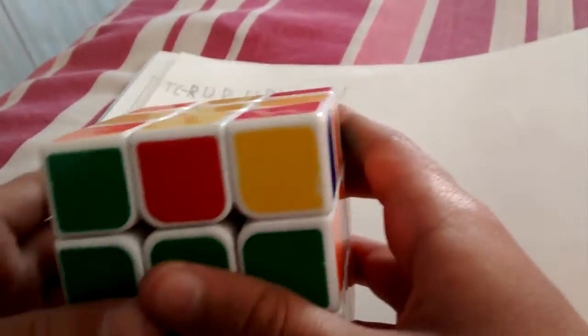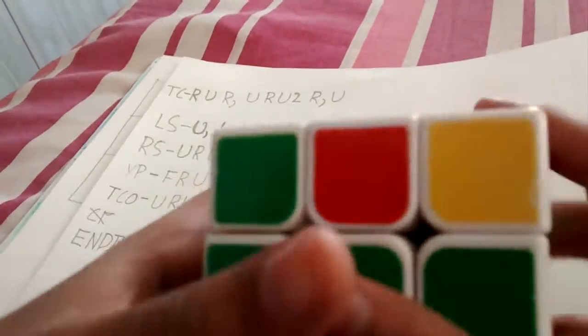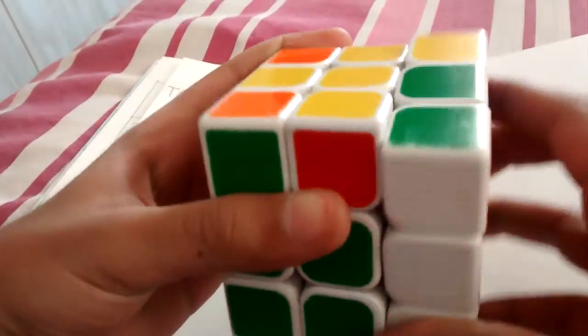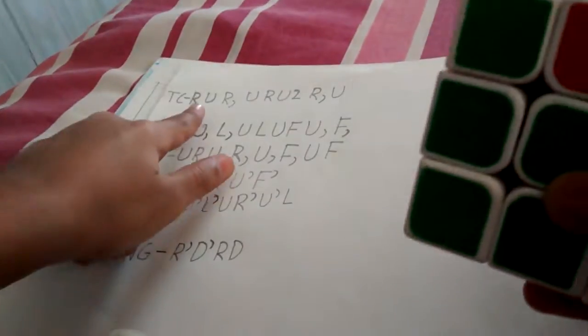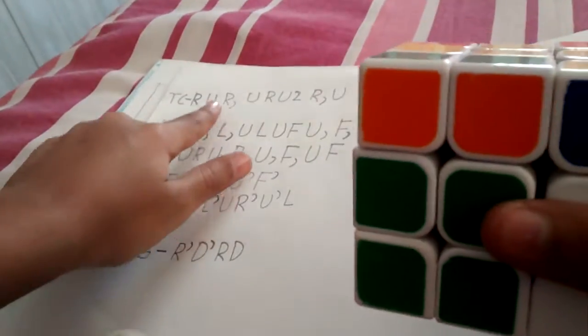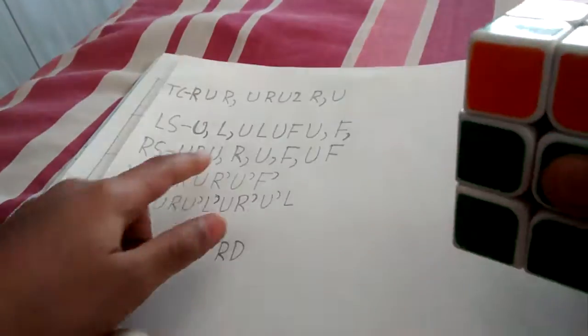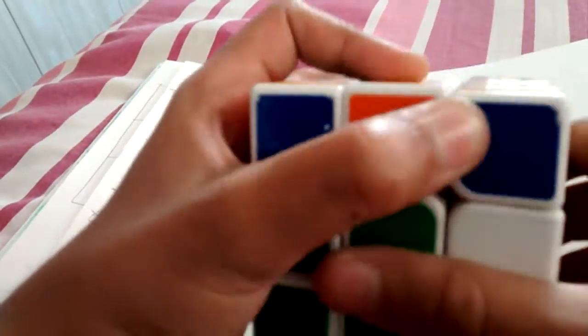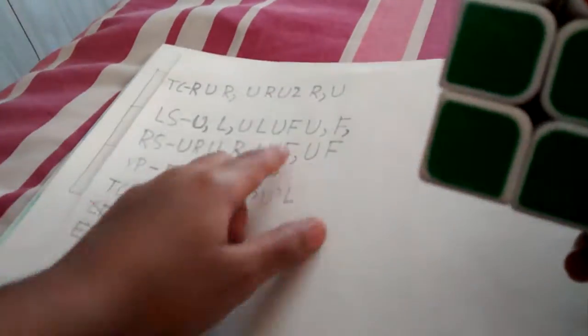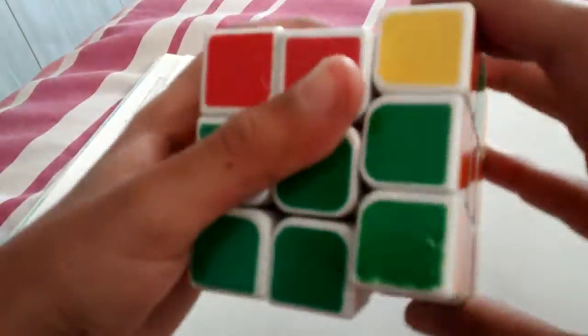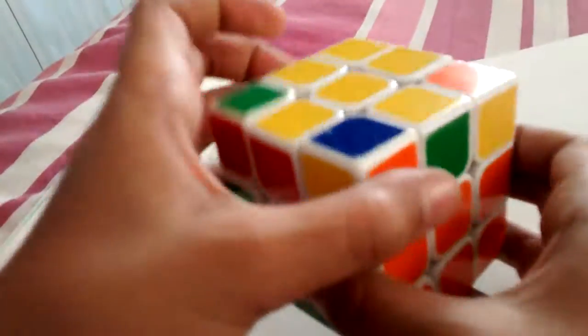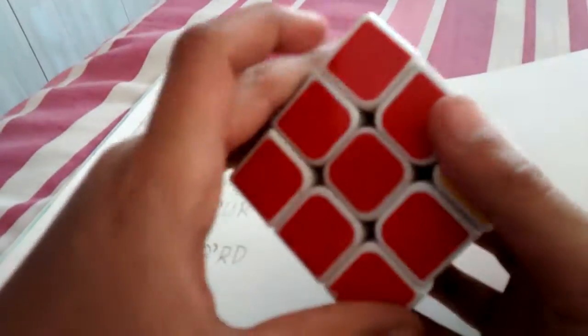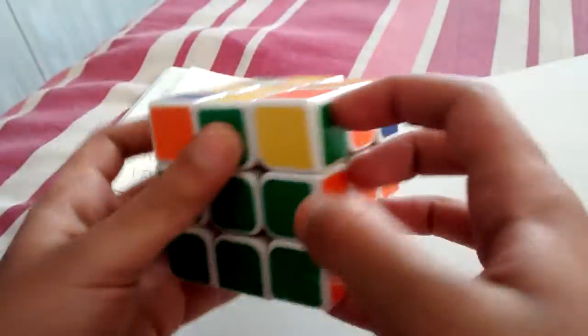Okay, now you have to do again this formula. R, U, R comma, U, R, U2, R comma, U. See, now all the colors came in their column.